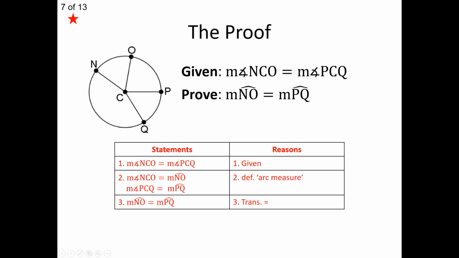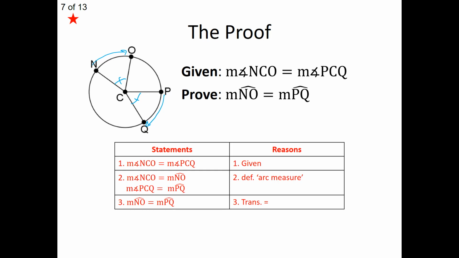The proof of this is actually dead simple, and here's why. With the definition of arc measure, we can connect the dots through equality. Remember, we're given that angle NCO and angle PCQ are of equal measure. What do we know then about those arcs? The central angle NCO cuts the arc NO, and the central angle PCQ cuts the arc PQ. Well, we know by definition of arc measure that they have to have the same measure.